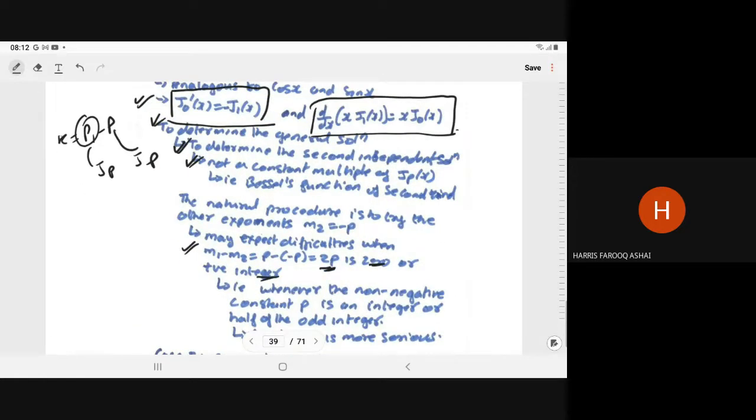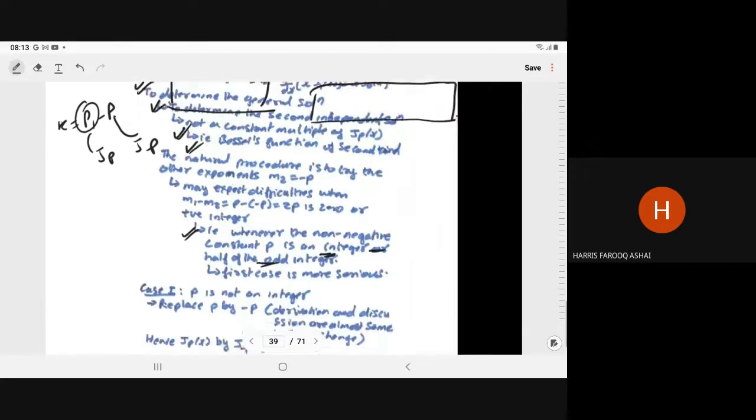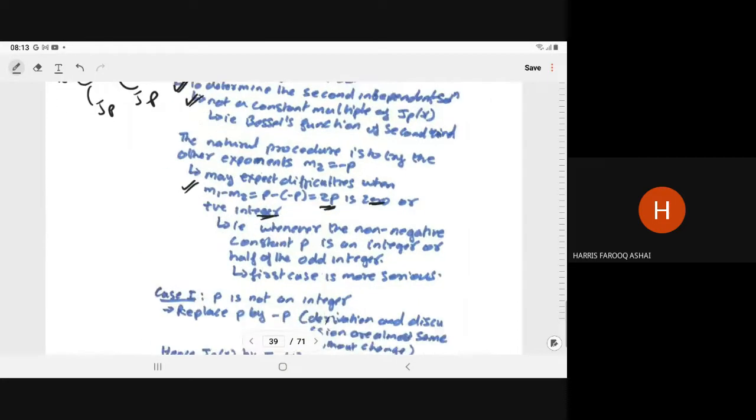So here, whenever the non-negative constant p, when m1 minus m2 will be 2p, or p minus (minus p) will be 2p, an integer, when 2p is an integer, when p is either an integer, then 2p is also an integer, or when p is half of an odd integer. So here, if the constant p is an integer or half of an odd integer, then we have to go with another approach.